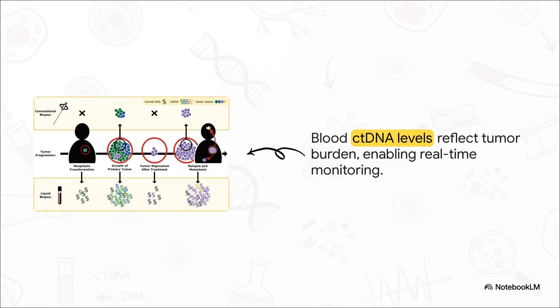And what's so cool here is you can see the whole story laid out. The level of ctDNA in the blood is a direct reflection of the tumor burden. When the tumor is growing, ctDNA levels go up. After a successful treatment, they plummet. And, most importantly, if the cancer starts to come back, we see those ctDNA levels start to creep up again, often way, way before anything would ever show up on a scan.